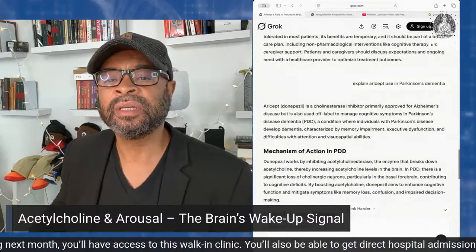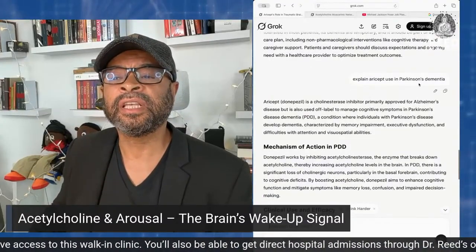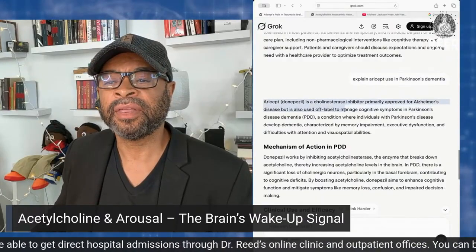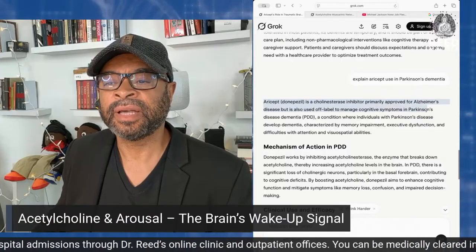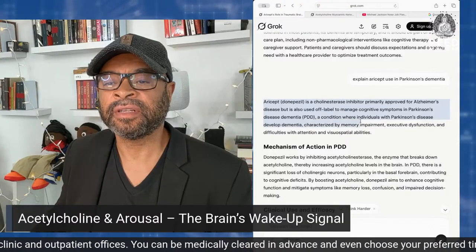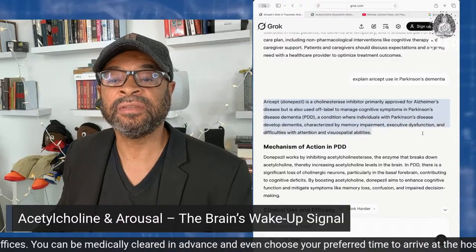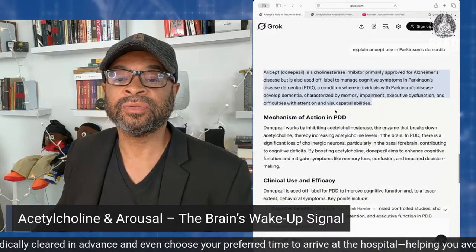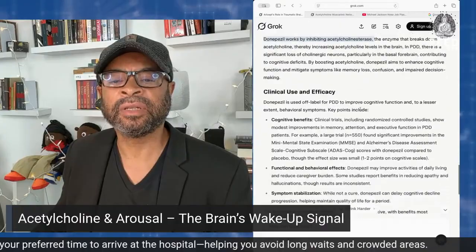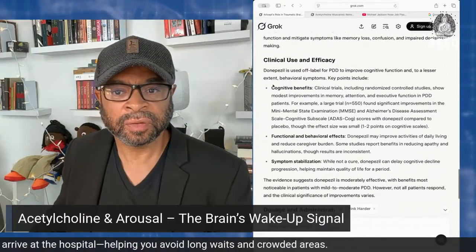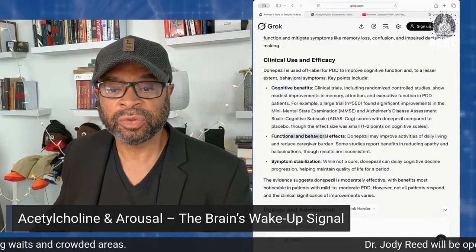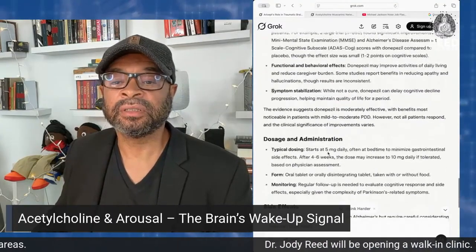And how are you going to address those? So here, explain Aricept use in Parkinson's dementia. Aricept is a cholinesterase inhibitor. We got that. But it's used off-label for cognitive symptoms in Parkinson's disease dementia, a condition where individuals with Parkinson's disease develop dementia characterized by memory impairment, executive dysfunction, and difficulties with attention and visual-spatial function. The mechanism still works by inhibiting cholinesterase. The utility is still cognitive benefits, functional behavior and symptom stabilization.